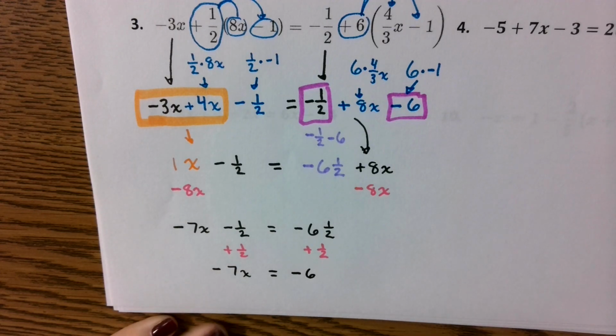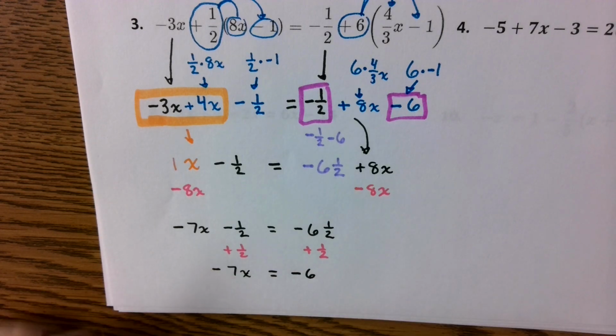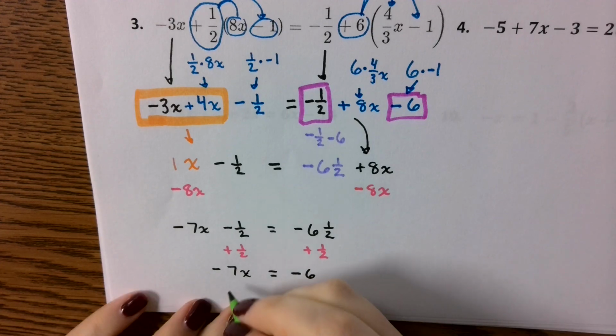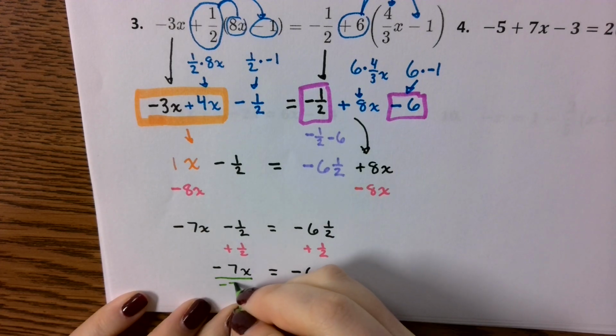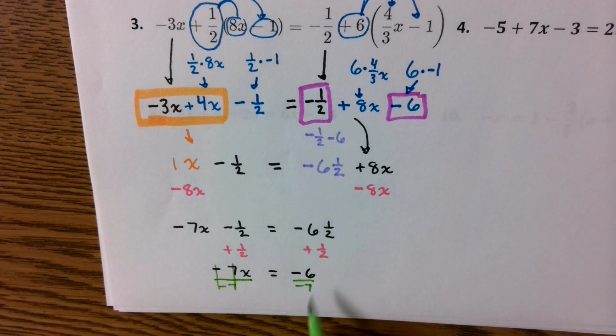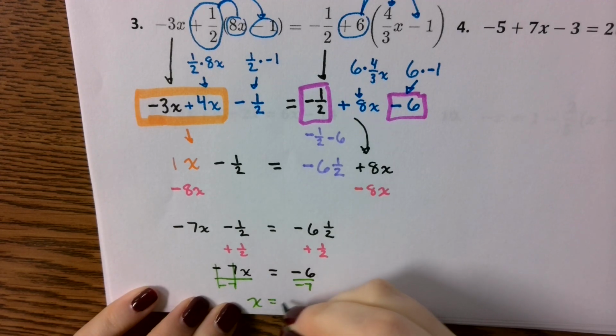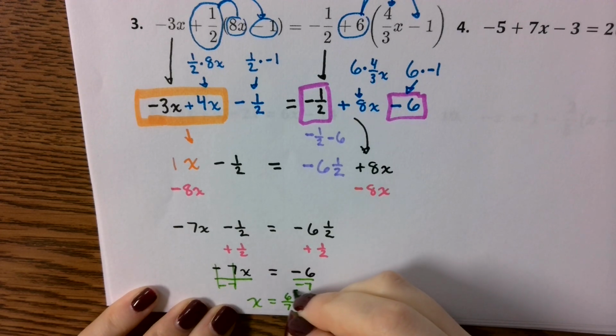What's our last step? Nathan, what's our last step going to be? Dividing by negative 7. So we're going to divide both sides by negative 7. Now when we divide negative 6 by negative 7, that's not going to come out to anything pretty, so we're going to leave it as a fraction. X is going to be equal to a positive 6 over 7.